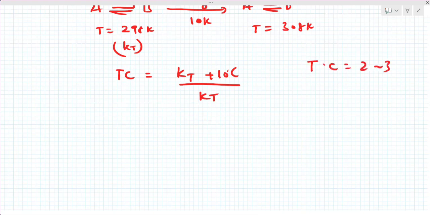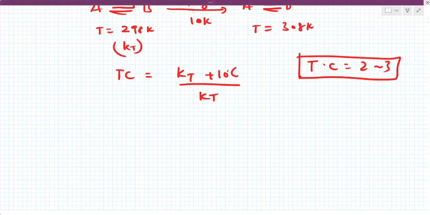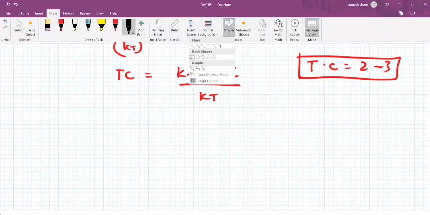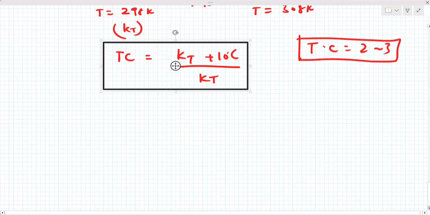Around 2 to 3. It means the rate can increase by twice or thrice, even for an increase of 10 degrees Celsius. The temperature coefficient concept is very, very, very important. Now I'm going to enter the graphical representation.